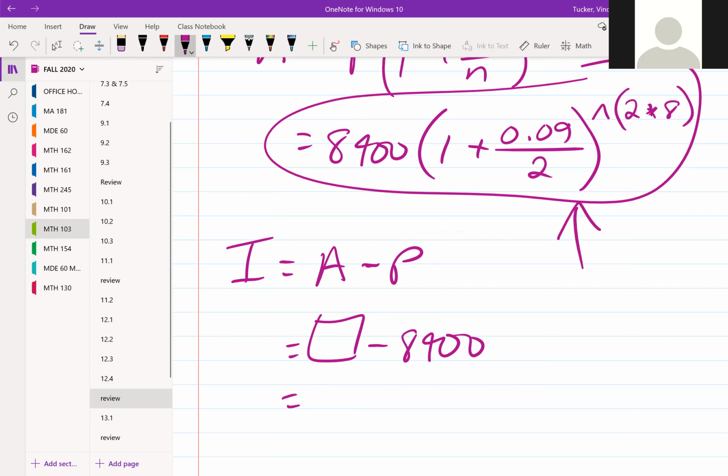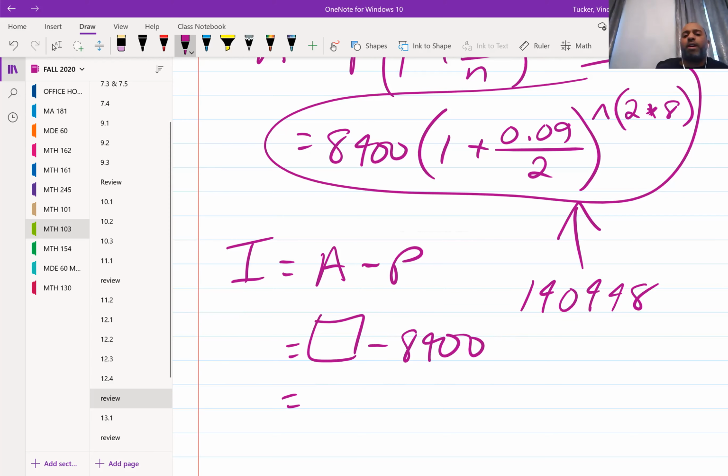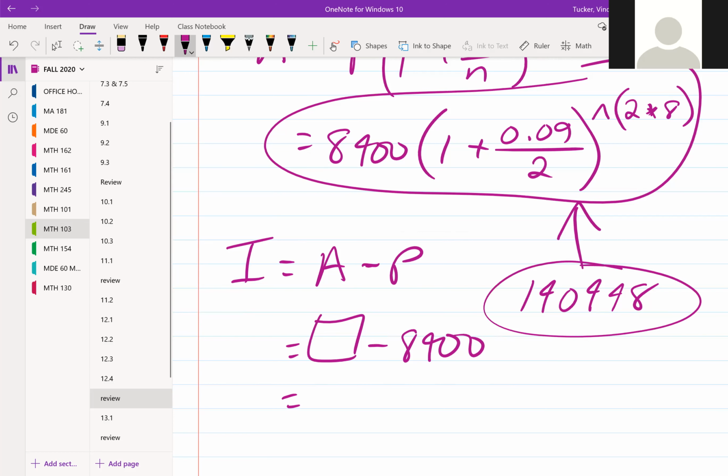I got this huge number. I don't want to say it because I know I'm going to mess up on it. But for the A, I got 140,448, and then I subtracted by 8,400, and I still got it wrong. I don't think that's the right number. Did you put it in the calculator just like that with those parentheses? Yeah, I put it in just like that. I still got it wrong.